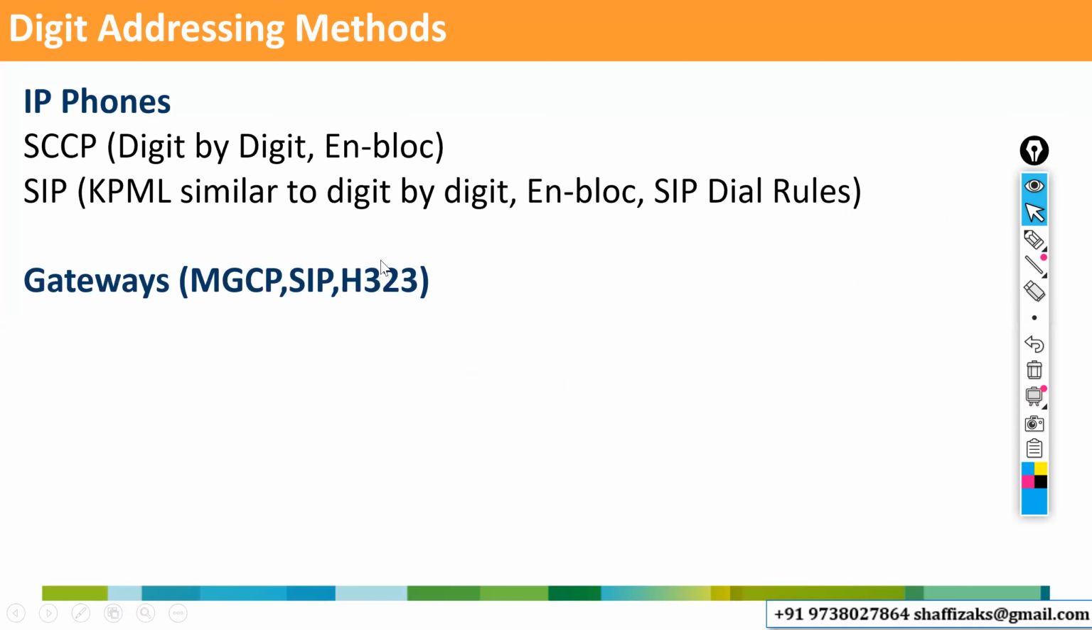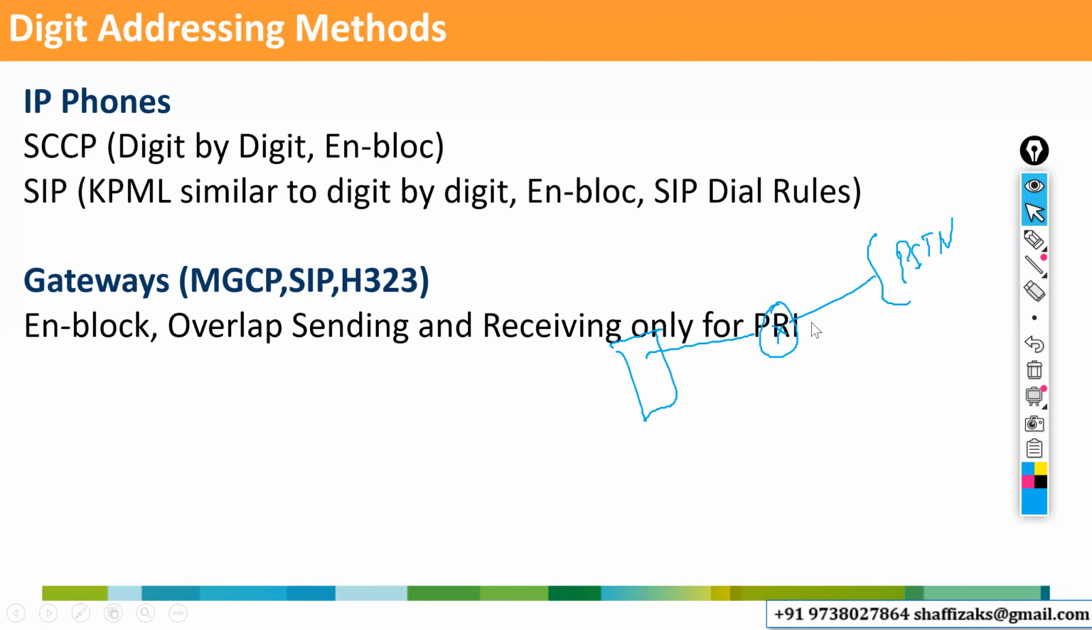Next, gateway. Right? Now you have MGCP, H.323, SIP gateway. The call is coming or hitting on the gateway. How is it going to send the numbers? For example, this is your PSTN. Then the call is coming on the gateway. You can configure this gateway as anything. You can configure MGCP or H.323. Then you have a CUCM here. Okay. How is it going to send the call?